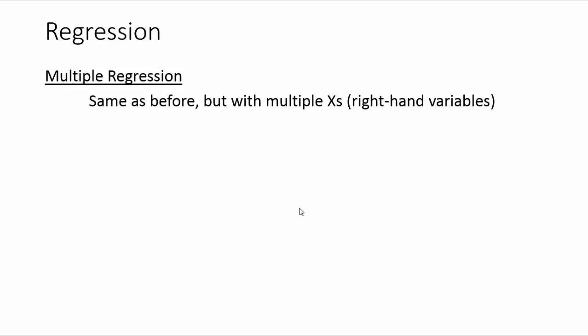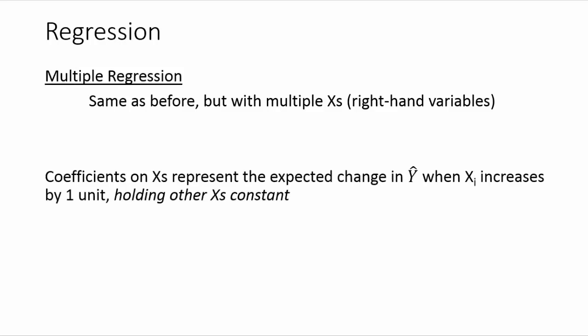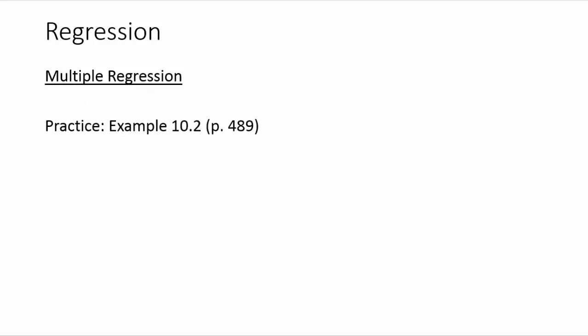Okay, like I said, we have multiple x's, multiple right-hand explanatory variables. The difference is this: the coefficient for each x will represent the expected change in the estimated y when that x increases by 1 unit and all the other x's are held constant. So you sometimes hear this referred to as we're controlling for the values of all the other x's and kind of taking each right-hand variable individually and saying what's its effect on y when only it changes. Okay, controlling for the other x's, holding the other x's constant. Okay, and that's all I really want to say about it before we do it.